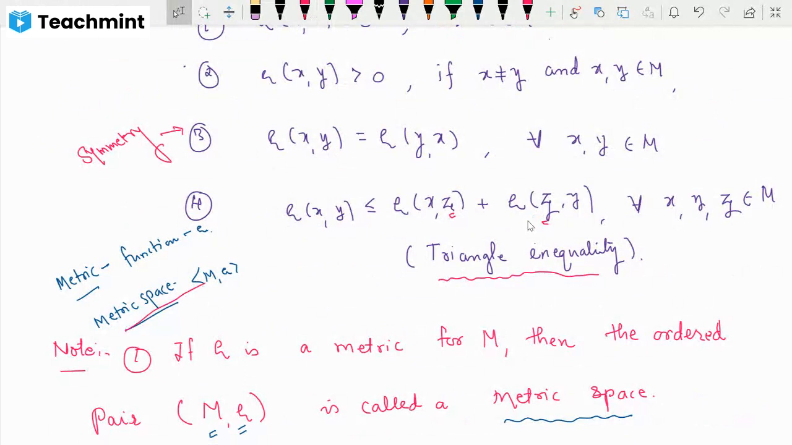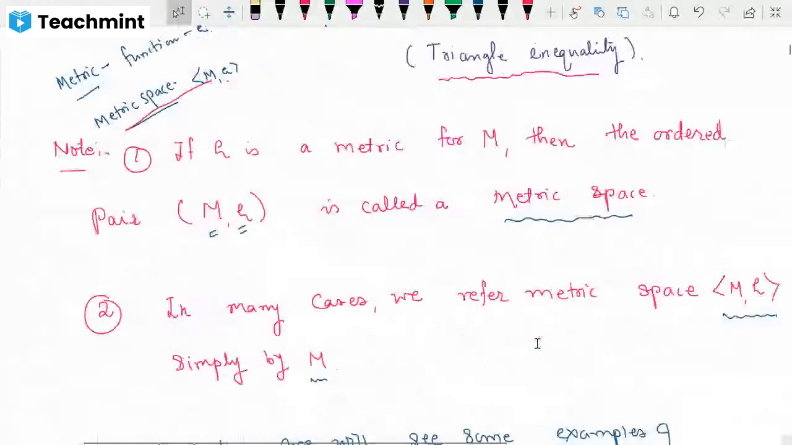What is a metric space? See, a non-empty set M with a metric defined on that M combinedly forms a metric space. If rho is a metric for M, then the ordered pair (M, rho) is called a metric space. So this is the definition of metric space. A non-empty set with that mapping, which is a metric, combinedly forms a metric space.